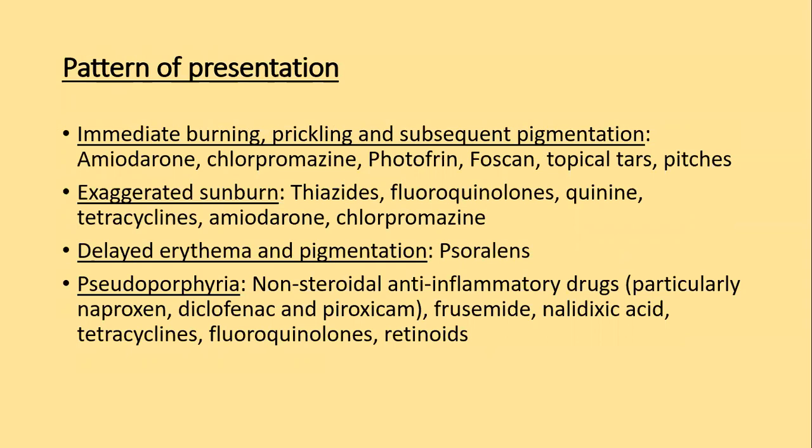It occurs due to amiodarone, chlorpromazine, Photofrin, Foscan, topical tar, and pitches. Exaggerated sunburn occurs due to thiazides, fluoroquinolone, quinine, tetracycline, amiodarone, and chlorpromazine. Delayed erythema and pigmentation is seen with psoralen. Pseudoporphyria occurs due to NSAIDs, particularly naproxen, diclofenac, and piroxicam, furosemide, nalidixic acid, tetracycline, fluoroquinolone, and retinoids.